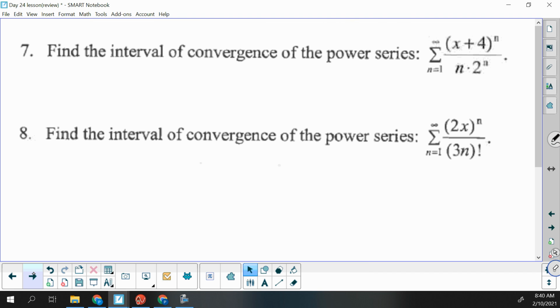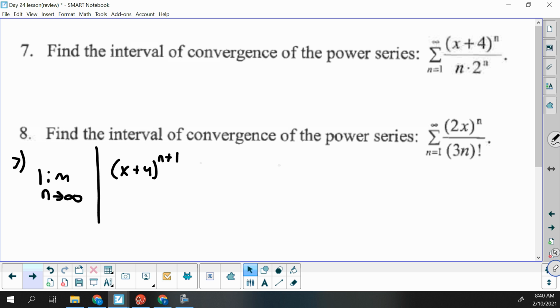Next one we're going to look at is 7. So we want to find the interval of convergence of that power series. So for the interval of convergence, we'd start out with our ratio test. So we're going to do the limit as n approaches infinity, absolute value, of our next term divided by our current term. So the next term will be x plus 4 to the n plus 1.